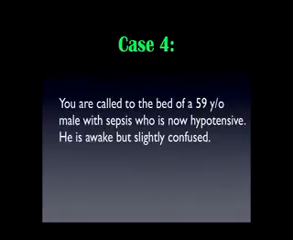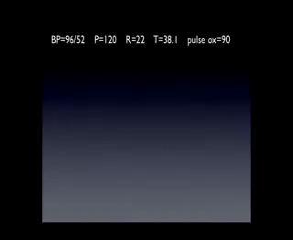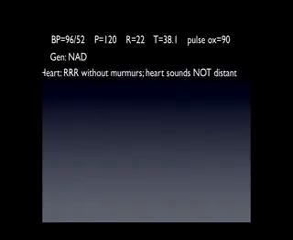In case number 4, you're called to the bed of a 59-year-old with sepsis who is now hypotensive. He's awake but slightly confused. His blood pressure is 96/52, pulse 120, respirations 22. He is febrile at 38.1, and his pulse oximeter is at 90%. His general appearance is that of a patient in no acute distress, but is slightly confused.